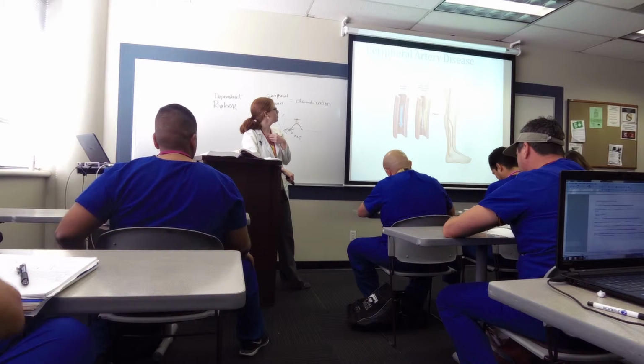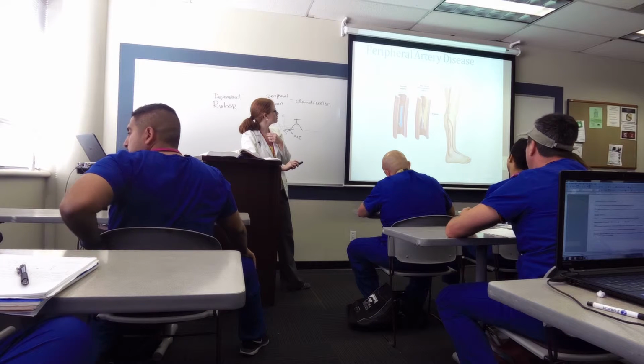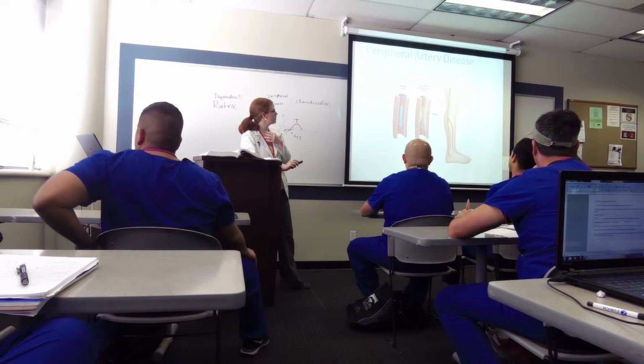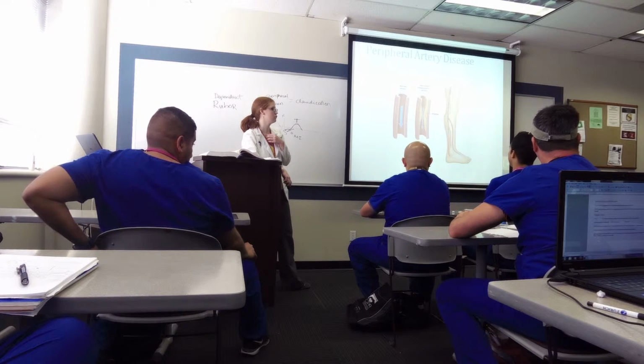Okay, so this is an example of what an artery would look like, and it has atherosclerosis and plaque buildup. Therefore, the pathway is narrower, less blood can get through. They have peripheral arterial disease.